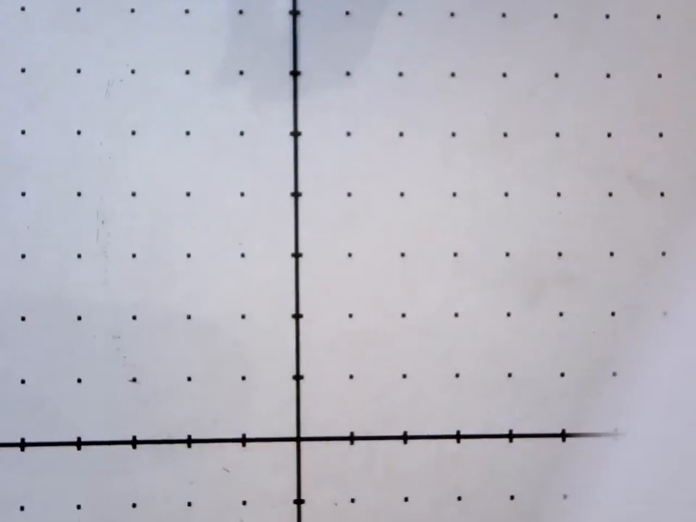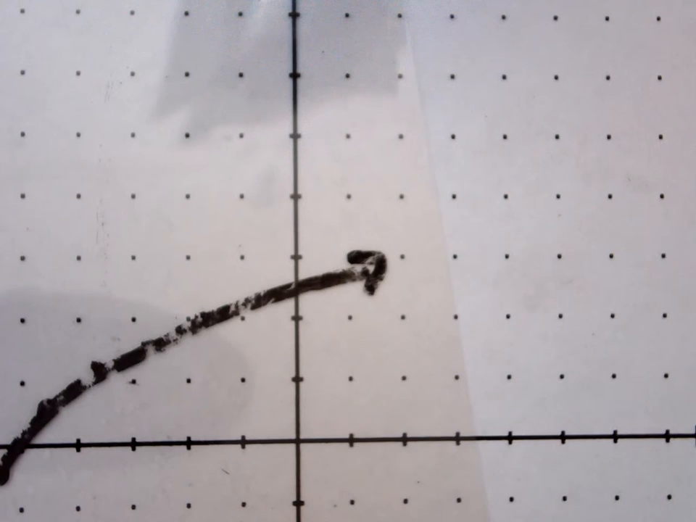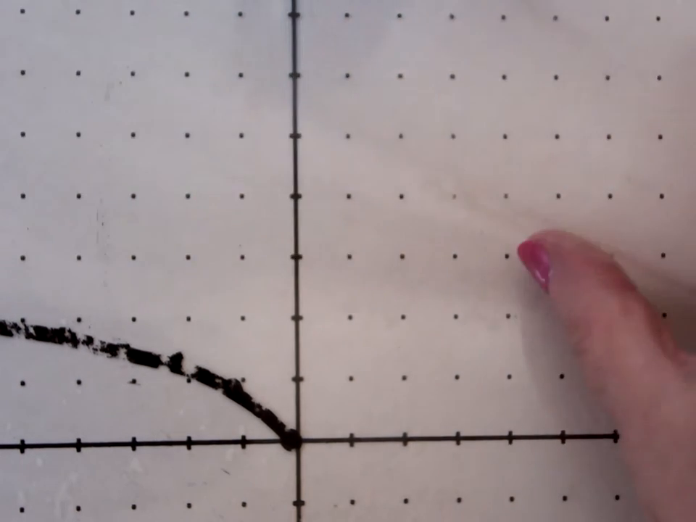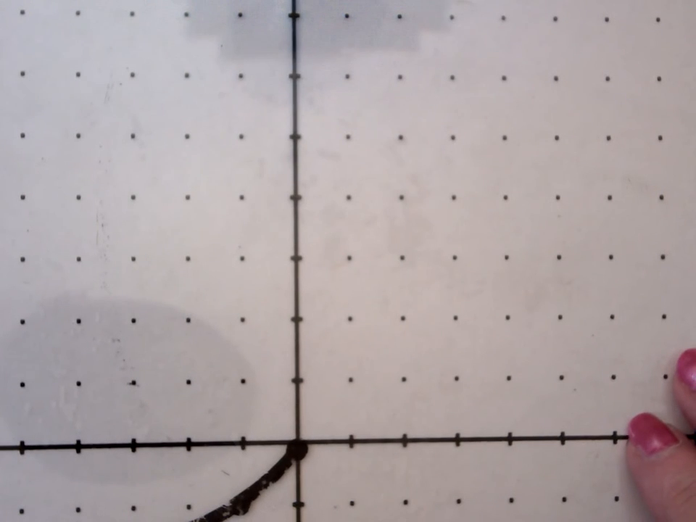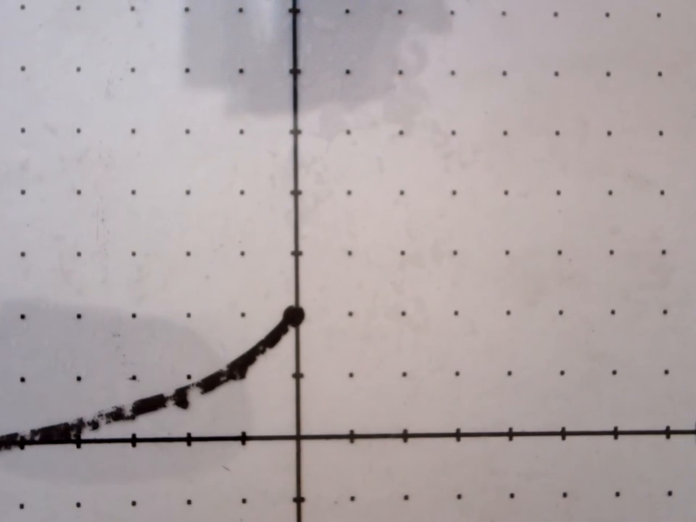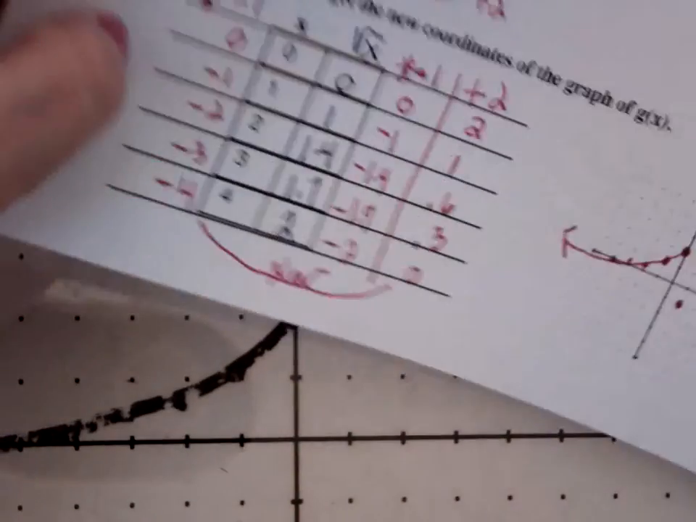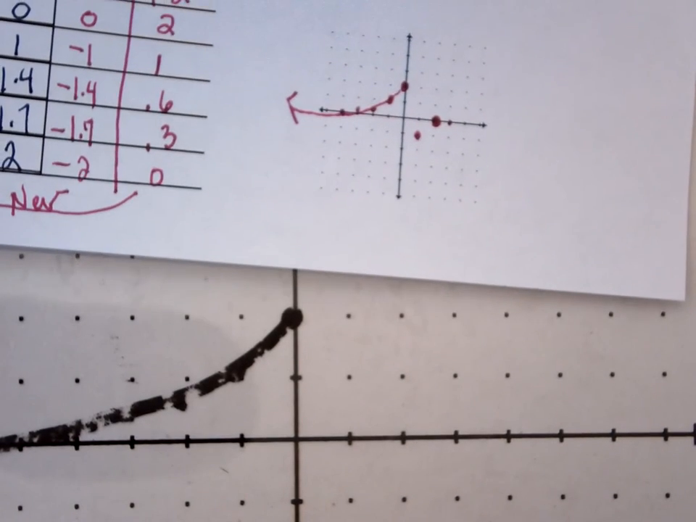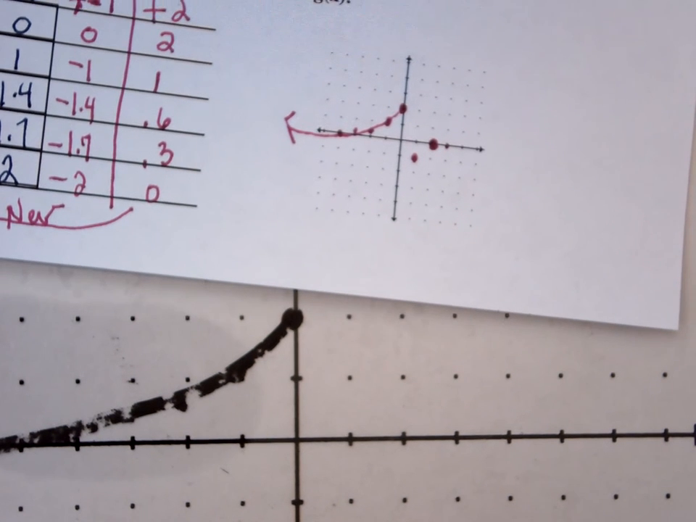Let's see if that's what we got. Here's the basic, right? So the basic, we are going to reflect across the y-axis. Then we're going to turn him upside down, reflect across the x-axis. And then we're going to move him up 2. So he should look very similar to this guy. And he does, except for those 2 points in there that need to be erased.